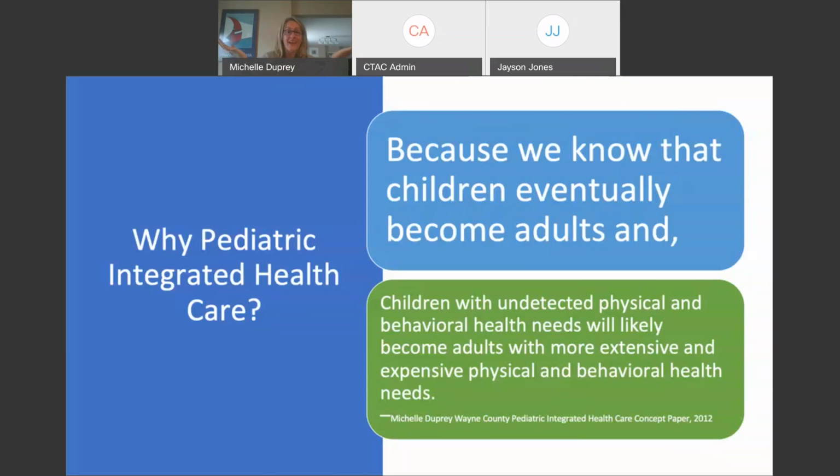So why do we do pediatric integrated healthcare? It should be pretty clear here. We know that children eventually become adults, right? And children with these undetected physical and behavioral healthcare needs will likely become adults with more extensive and expensive physical and behavioral healthcare needs. That's why we are basically saying the silos are a problem. We need to cut those down. If children are in the pediatric office, then mental health professionals should be there with them as well.